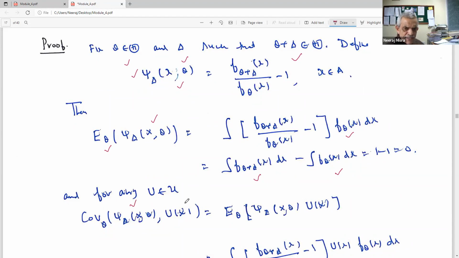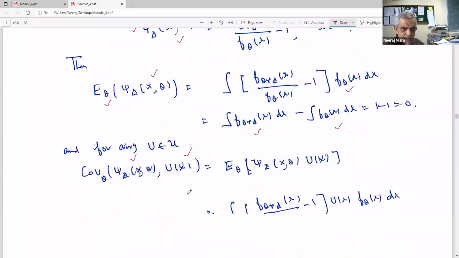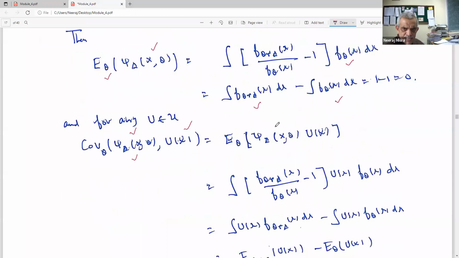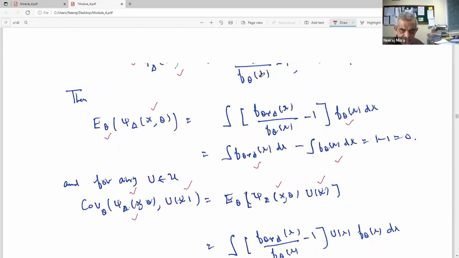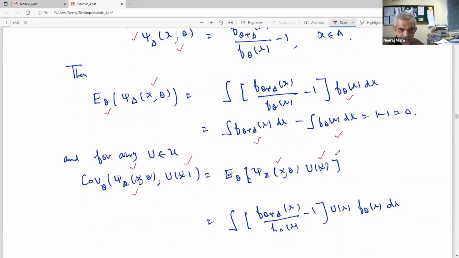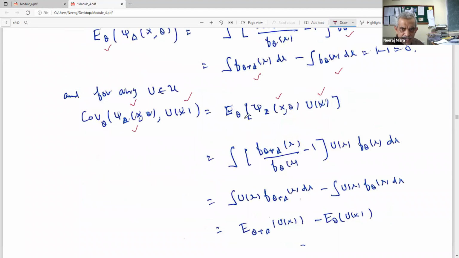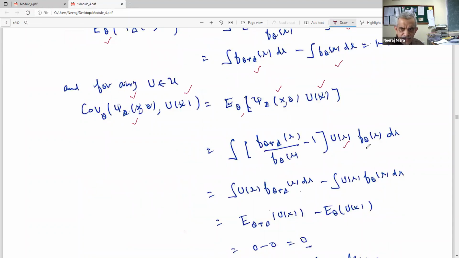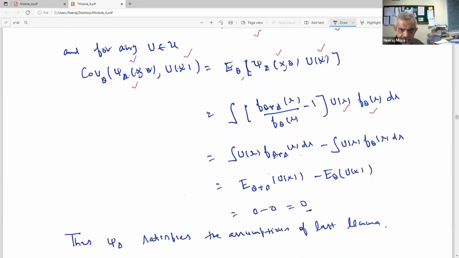I have to show that covariance of psi delta x theta and U(x) is 0. But since expected value of this is 0, this would be the same as expected value of psi delta x theta into U(x), which is the same as, with psi delta x theta chosen as f theta delta x by f theta x minus 1, into U(x), since I'm taking expected value at f theta, so f theta x dx. This becomes integral over U(x) f theta delta x dx minus integral over U(x) f theta x.